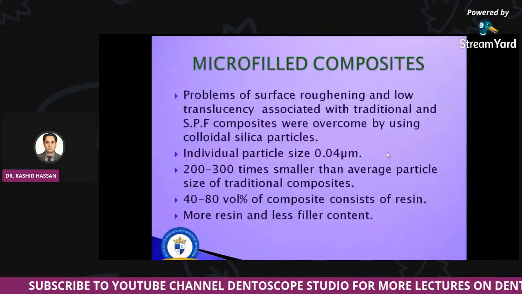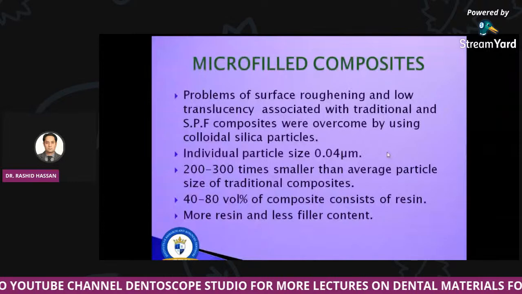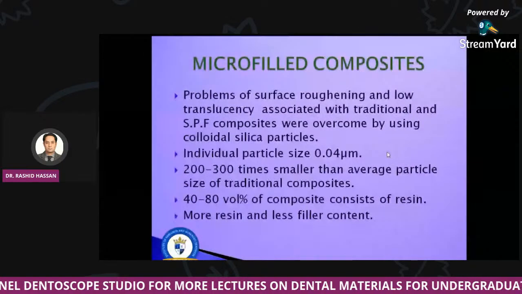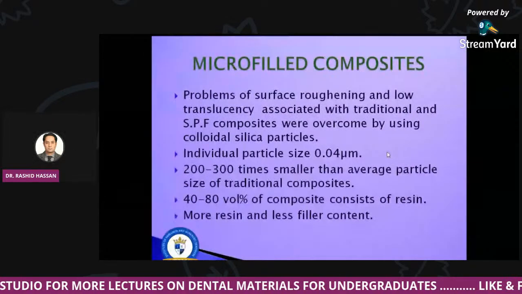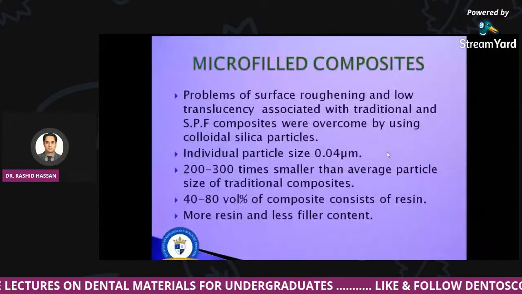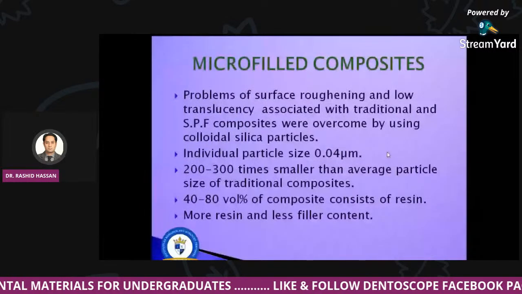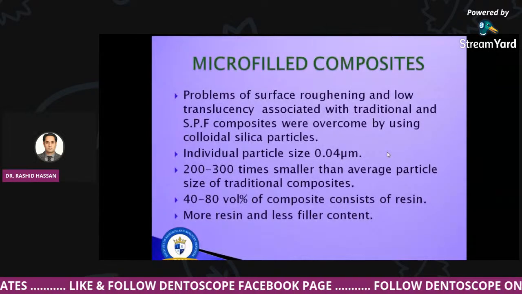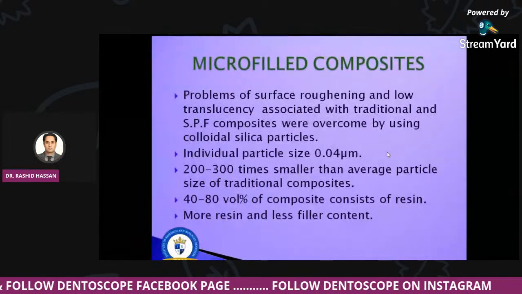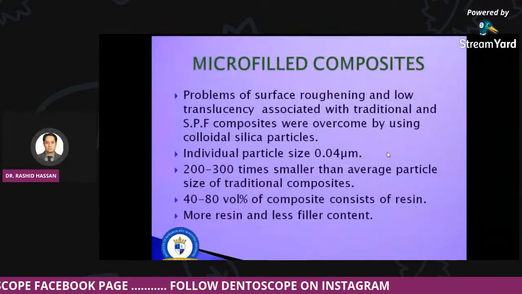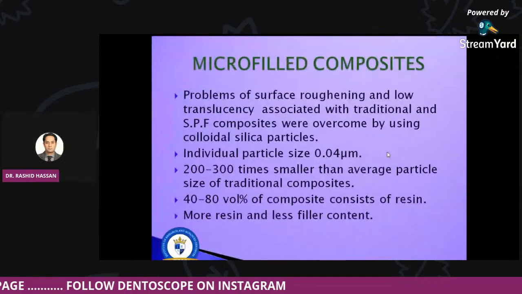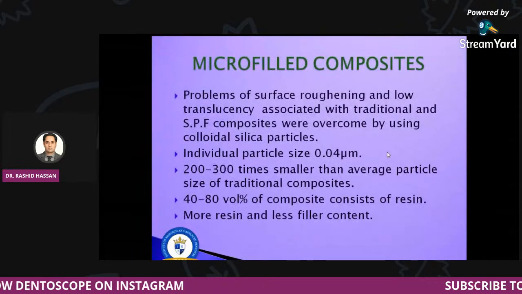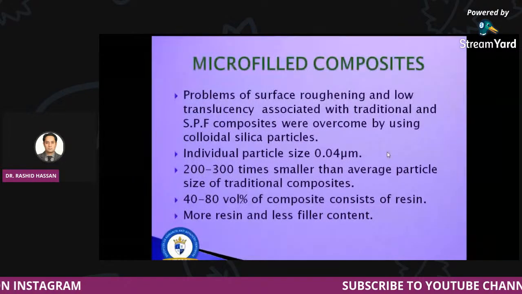So in this composition, there is more resin and less filler content. We have increased the amount of organic matrix so that we could have much better translucency and surface smoothness, because the more organic polymer matrix, the more the smoothness is going to be.